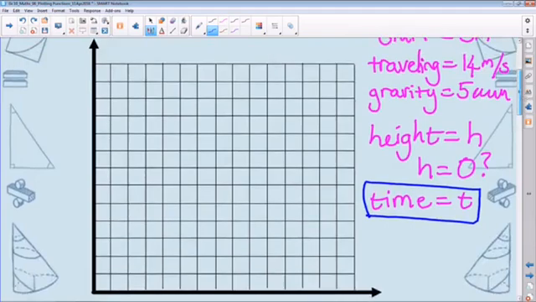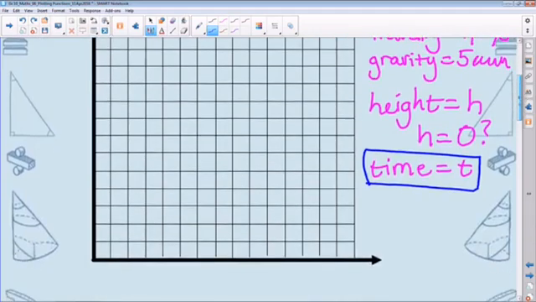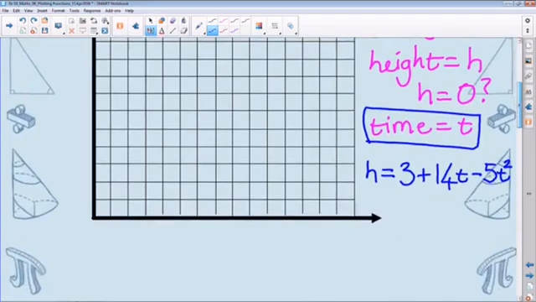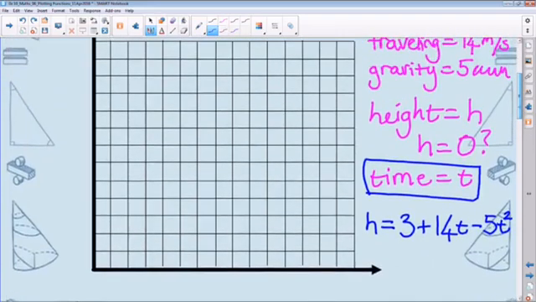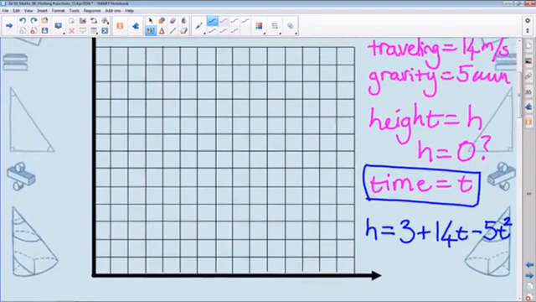Okay, so I'm going to set up an equation over here. I'm going to say h is equal to, well, we had a starting height of 3 meters. And the ball is traveling at 14 meters per second. But gravity is acting against it, so we're subtracting it. And it's per second, which means it's t squared. Now this is the kind of equation that you're not expected to plot. And the reason you're not expected to plot at grade 10 level is because you have that middle term. And that means we're shifting it over a little.